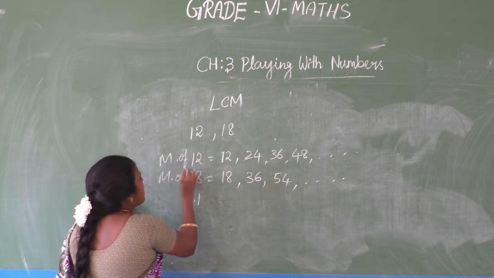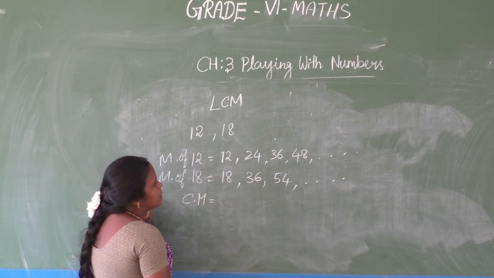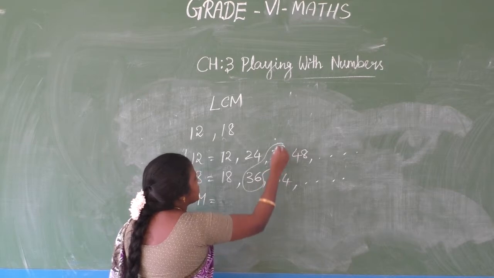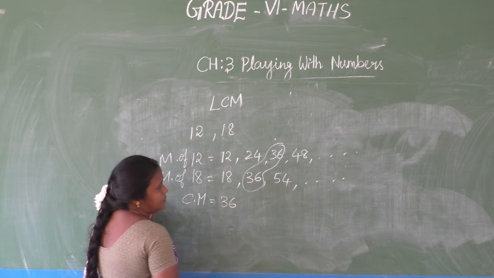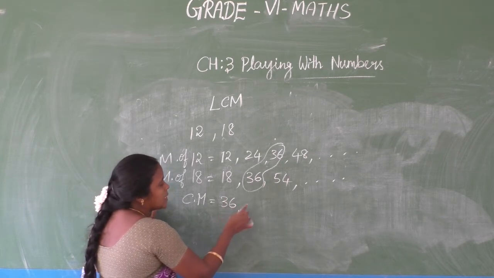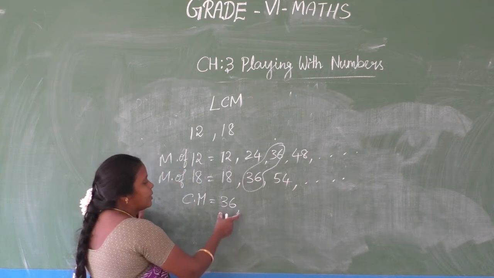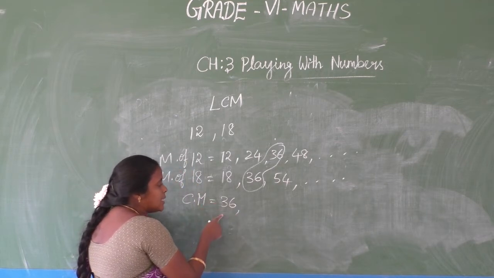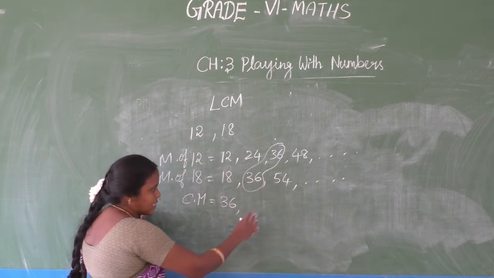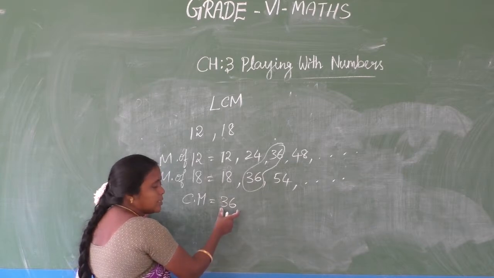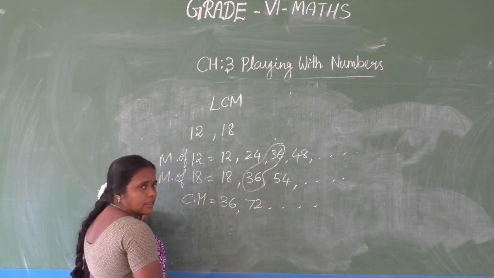This is multiples of 18. Now common multiples. Common multiples, which is coming here? 36 only is coming in both lines. That means that is our common multiple. So 36 comes means that table. The 36th table only you have to write. Common multiple coming here is 36. Means multiples of 36 only come in the next lines also. So 1 36 is 36, 2 36s are 72, etc. Like this.